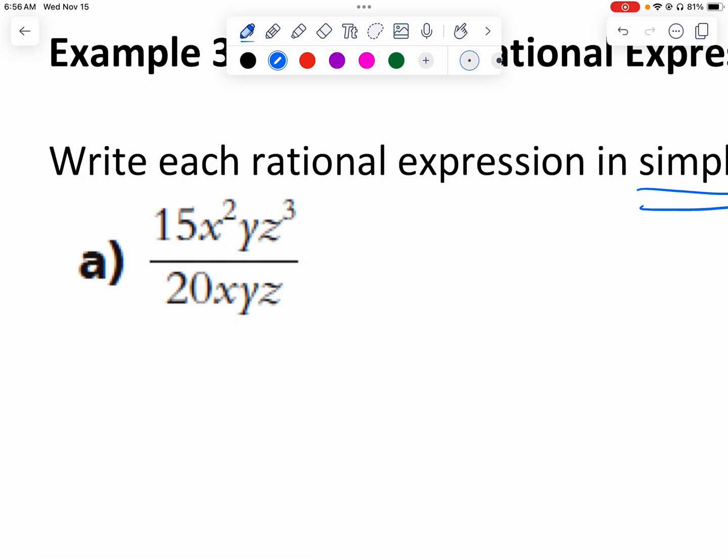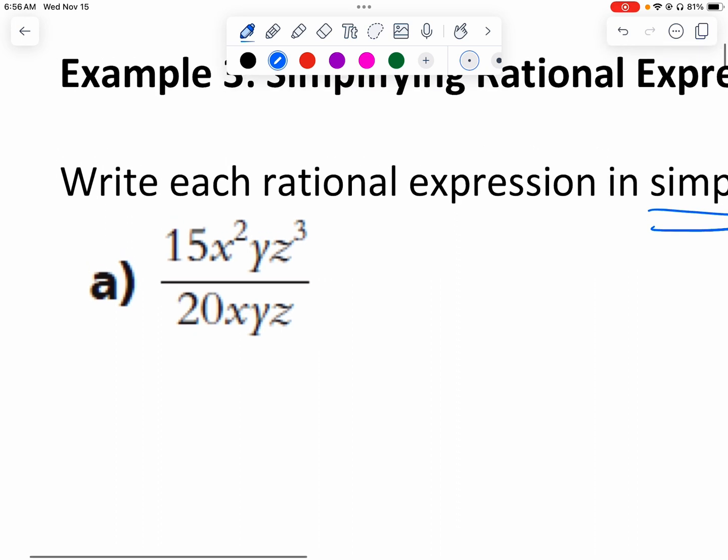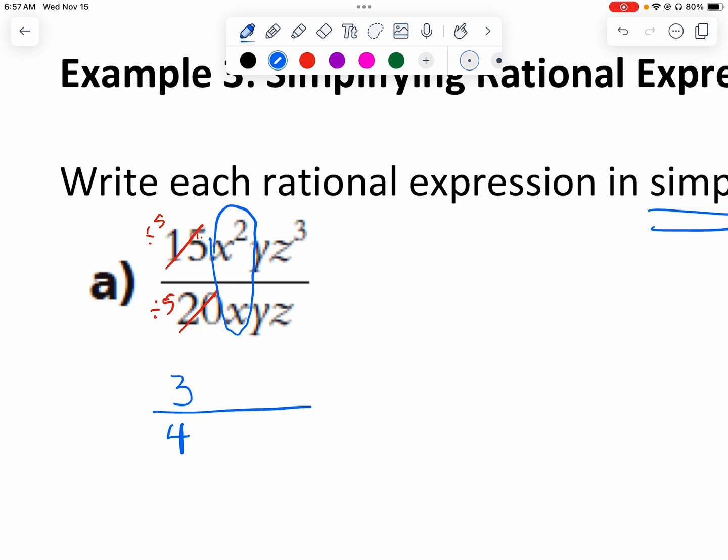15x²yz³ over 20xyz. You should hopefully see that 15 over 20 reduces, because they both divide by 5, to 3 over 4. And then you use your exponent laws for the rest. x² divided by x is just x. y divided by y, those cancel, gives me 1, it disappears. z³ divided by z is z².